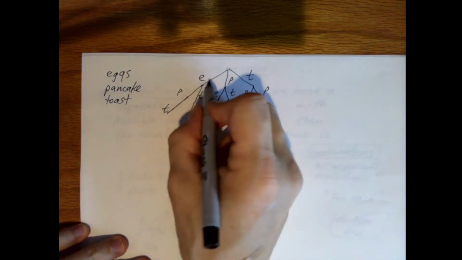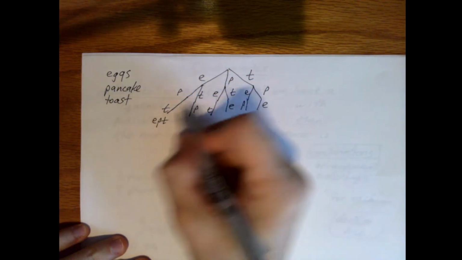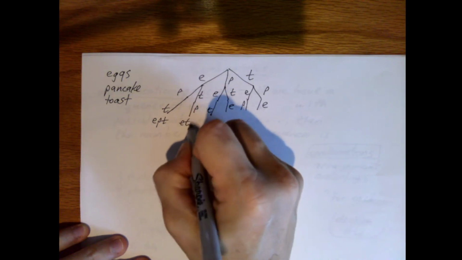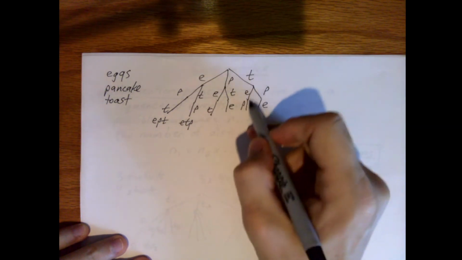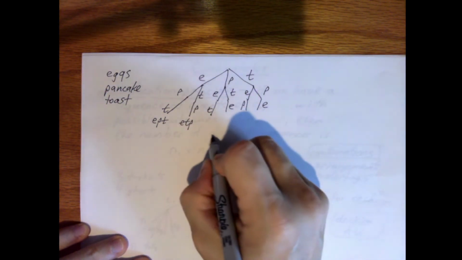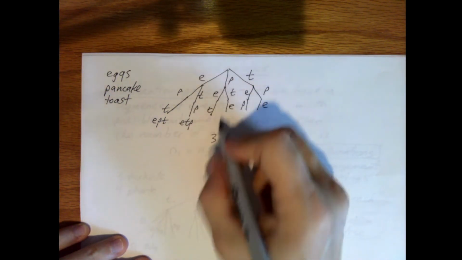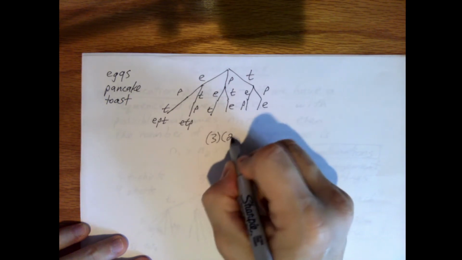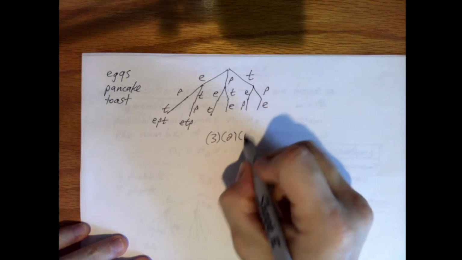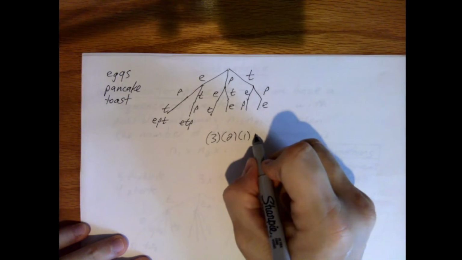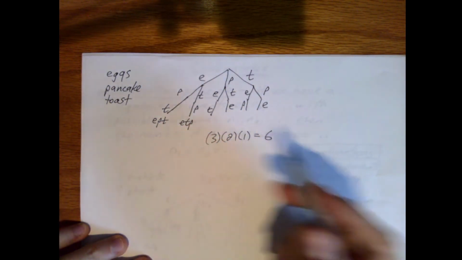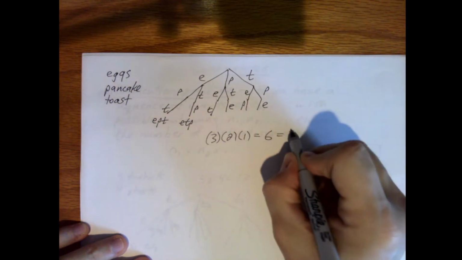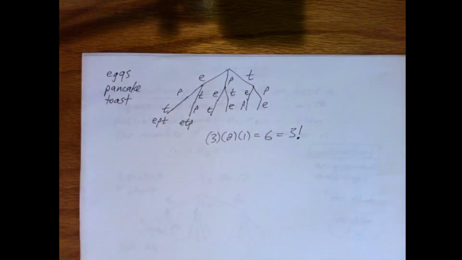Well, you can see here this would be eggs, pancakes, toast, eggs, toast, pancakes, and so forth. So it's 1, 2, 3, 4, 5, 6. That's 3 possibilities for the first thing, followed by only 2 possibilities for the second thing, followed by 1 possibility for the third thing, which is 6 different arrangements or orderings, and this happens to be 3 factorial. So that's how I would answer that question.